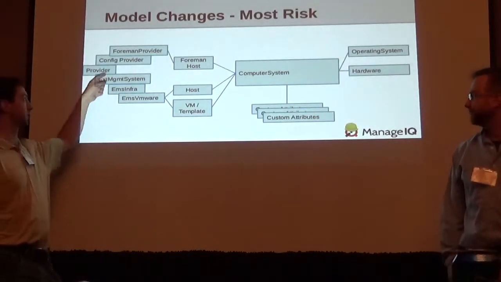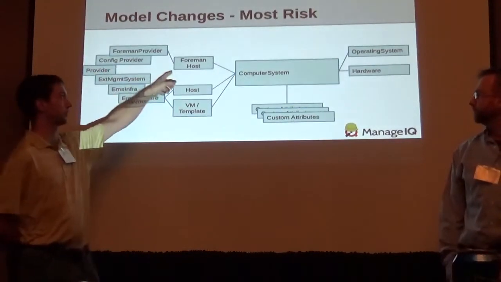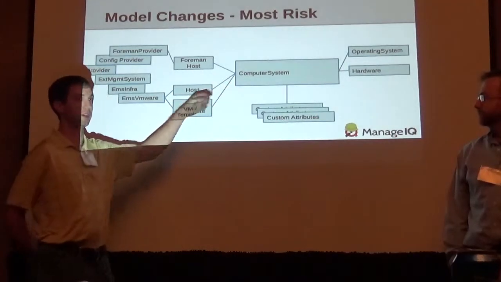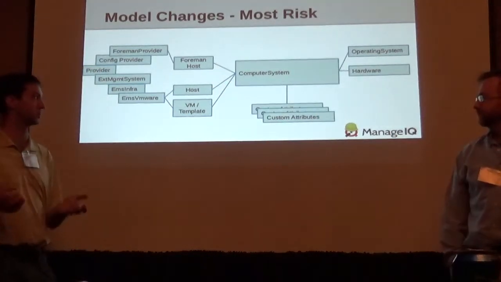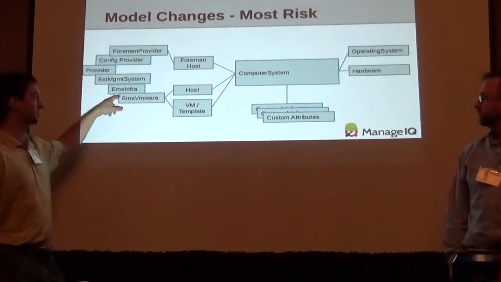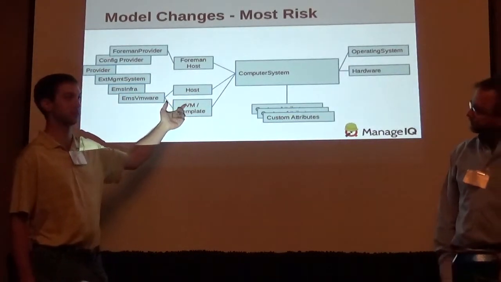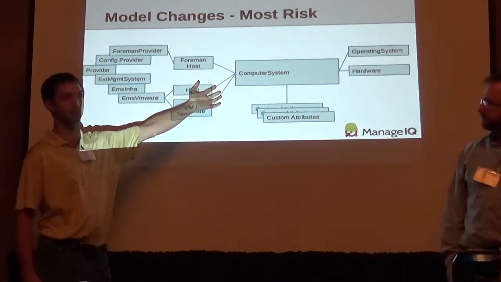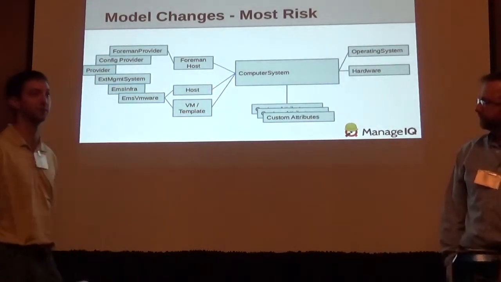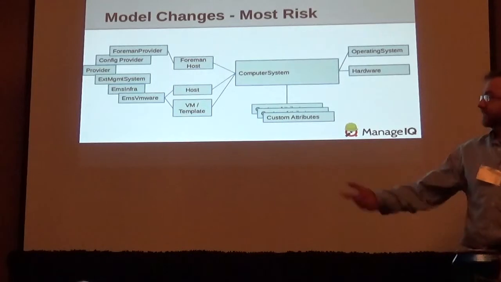So if it's discovered in Foreman first, then Foreman can create a Foreman host in a computer system. And then when we discover that host is an ESX host and do the EMS refresh, then I can come through and say, okay, I'm creating the host record, but I already have a computer system for this, and just create the link there and fill in the blank attributes. And that's a good one.